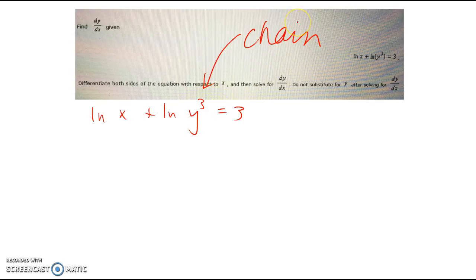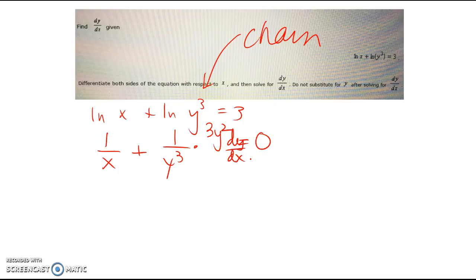Alright, solve for dy/dx, implicit differentiation. Alright, also chain rule, right? Derivative of natural log of x is 1 over x, plus the derivative of the natural log of this is 1 over this, times the derivative of this, which is 3y squared. The derivative of 3 is 0. Whoops, I forgot the dy/dx, didn't I?